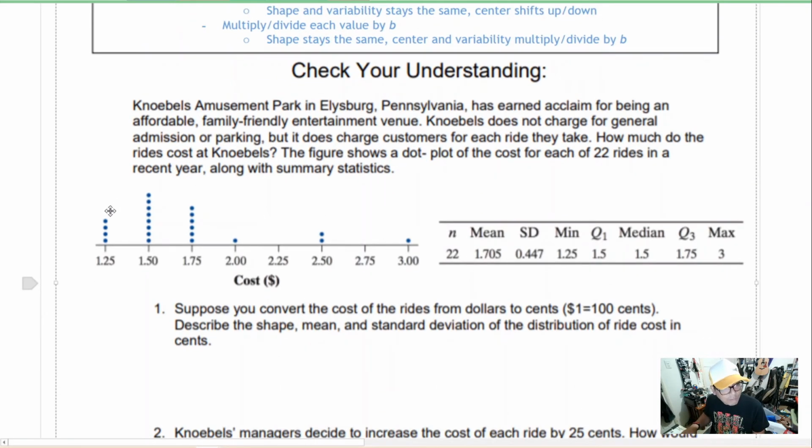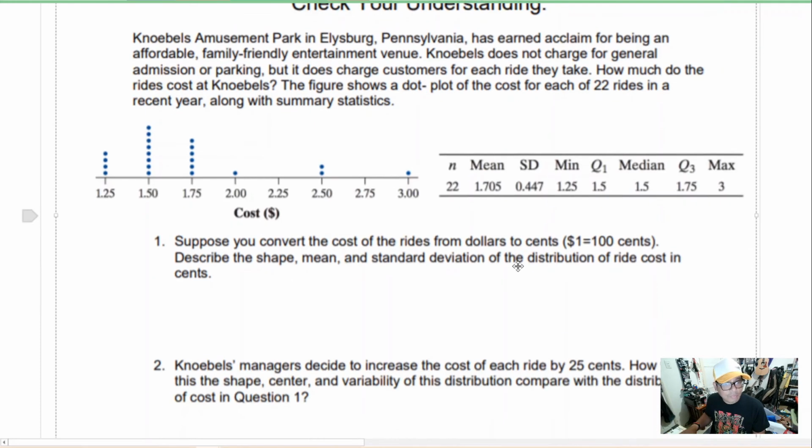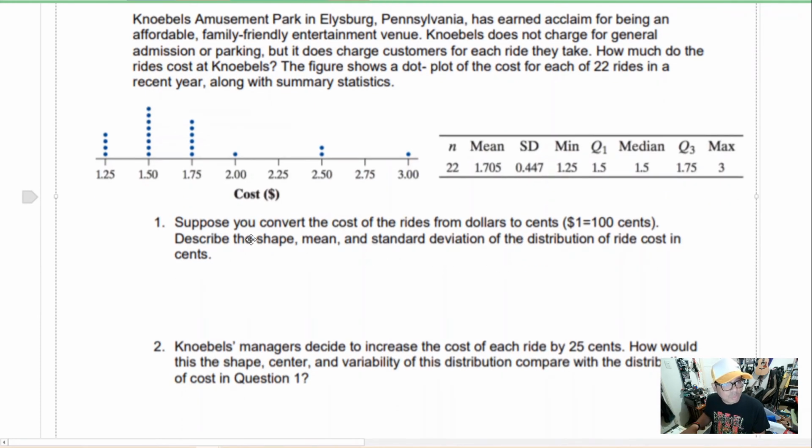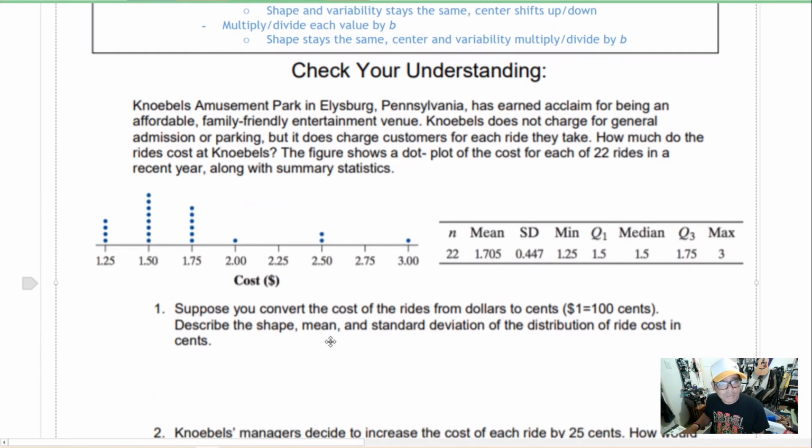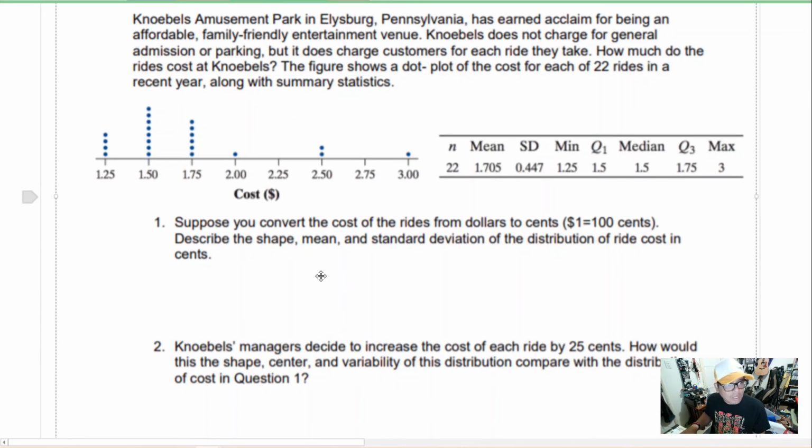This definitely looks like a right-skewed, single-peaked distribution. So we would say the median is 1.5, and the IQR looks like it is going to be 0.25. So suppose we converted the cost of rides from dollars to cents. We're going to basically multiply by 100. Let's describe the shape, center, and variability for this distribution.